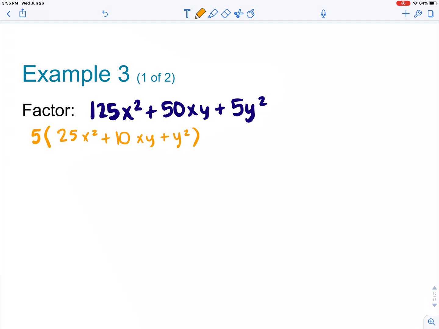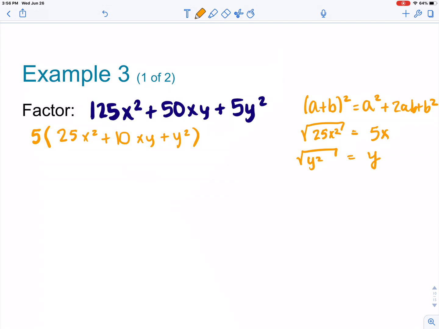But look at this. I got the square root of 25 is 5. Square root of y squared is y, or 1y. And then I have 10. So I'm thinking to myself, I'm thinking that whole perfect square trinomial where a plus b squared equals a squared plus 2ab plus b squared. So I'm thinking to myself, the square root of 25x squared is 5x. The square root of y squared is y. And then if I multiply those two together and multiply by 2 to see if I get that middle term.